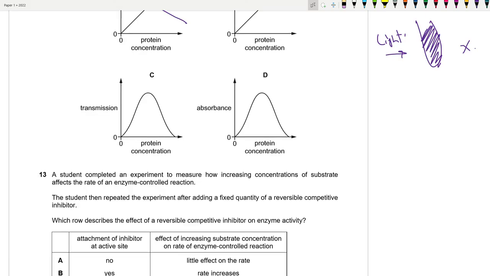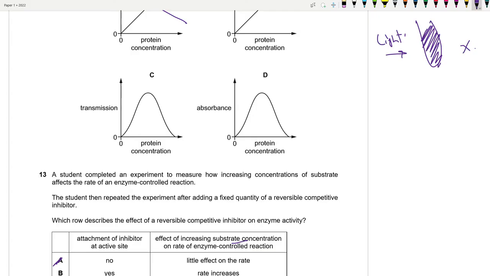Anyway, a student completed an experiment to measure how increasing concentrations of substrate affects the rate of an enzyme controlled reaction. The student then repeated the experiment after adding a fixed quantity of a reversible competitive inhibitor. Which row describes the effects of a reversible competitive inhibitor on the enzyme activity? So basically, reversible competitive inhibition can be reversed by increasing the concentration of the substrate. So if you increase the substrate concentration, the rate will increase again. Okay, so 13 is between B and C. In non-competitive, there will be no effect, little effect.